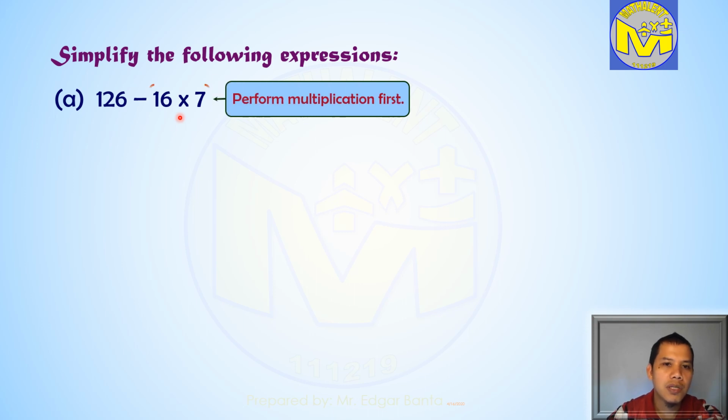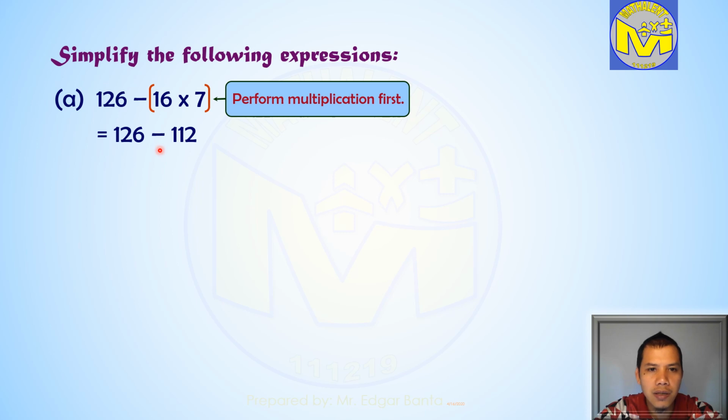Okay, perform multiplication first. 16 times 7. By the way, you can just bring it down here, 126, then minus the result of 16 times 7. 16 times 7 is 112. Now we have minus alone. So very easy, just subtract. That is equal to 14. Left to right. There's only 2, so yeah, left to right. Or just subtract the two numbers. So that's an example with subtraction and multiplication.